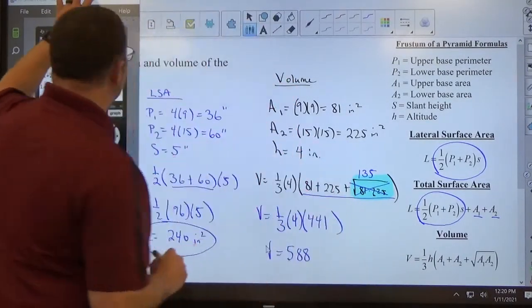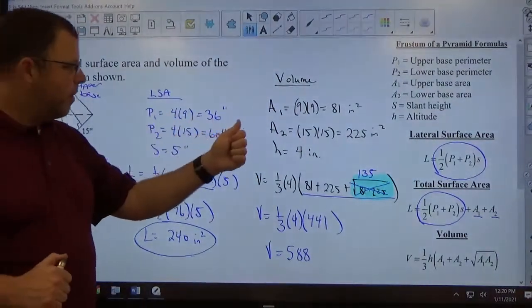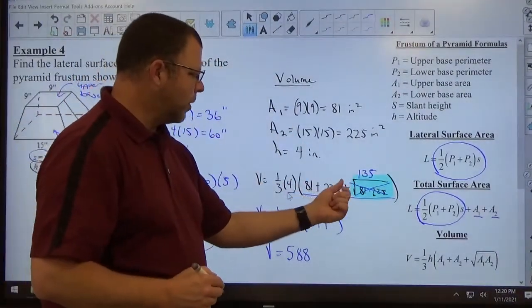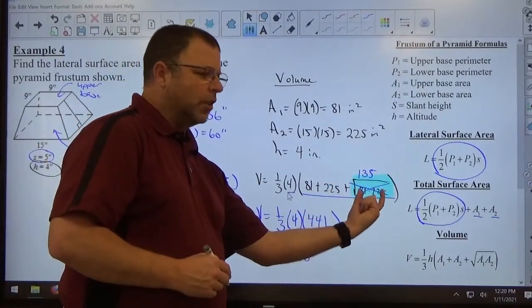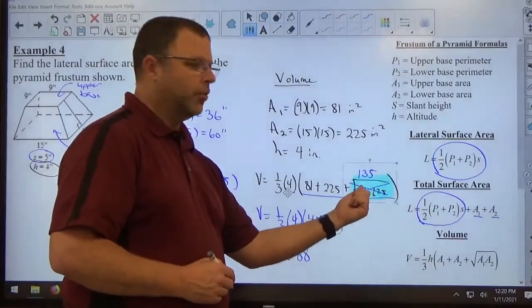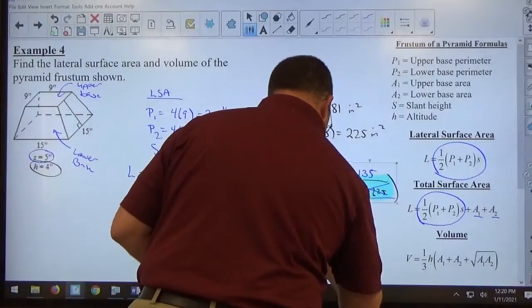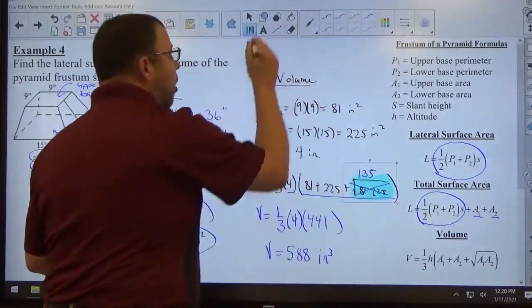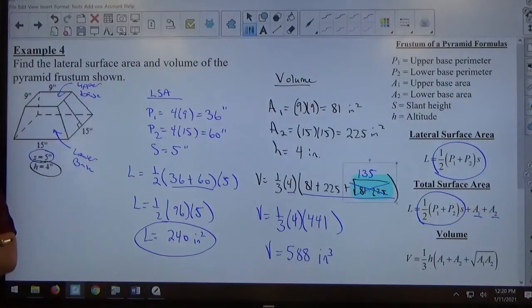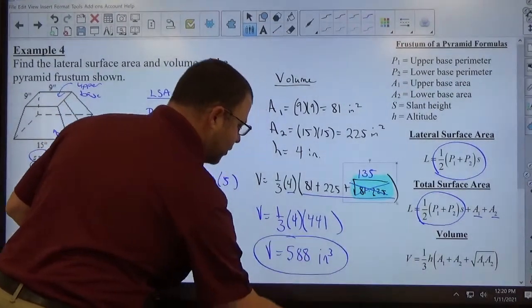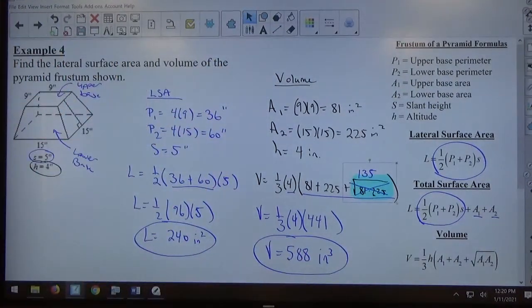Now as far as the units on this, it is inches. Square inches, and this is inches to the 4th, but the square root makes it square inches also. So all this is square inches. So inches times square inches make cubic inches. Also, you can just assume volume is going to be cubic units anyway, but just the formula itself is going to create cubic units. So 588 cubic inches is the correct volume of this frustum shown.